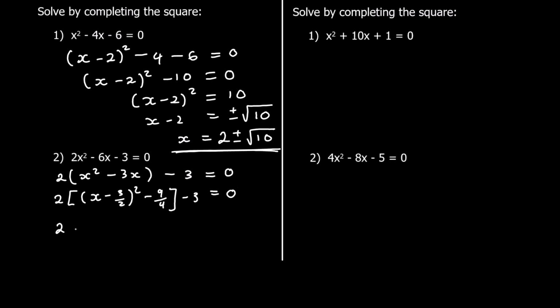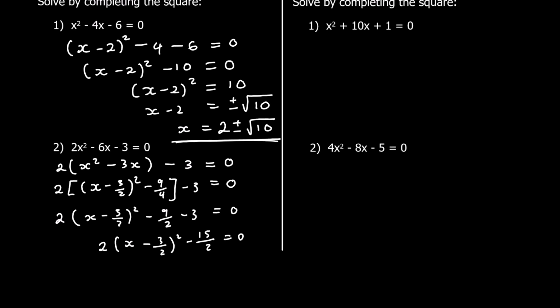Expanding now, so I've got 2 times x minus 3 over 2 squared. 2 times 9 over 4 will be 9 over 2. I've still got the minus 3, and it's equal to 0. Negative 3 is negative 6 halves. I've got 9 halves, take away 6 halves, which is 15 halves. So I've got 2 times x minus 3 over 2 squared minus 15 halves equals 0. Now I can plus the 15 halves to both sides.